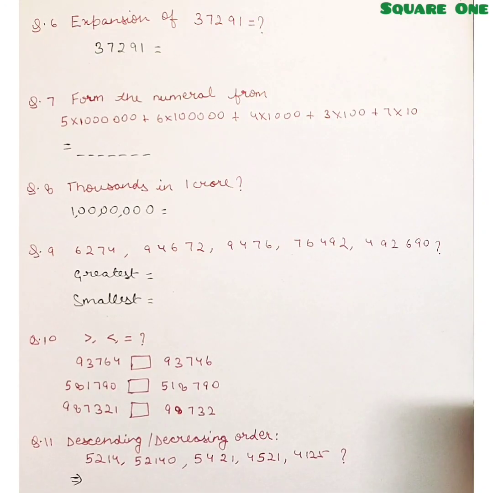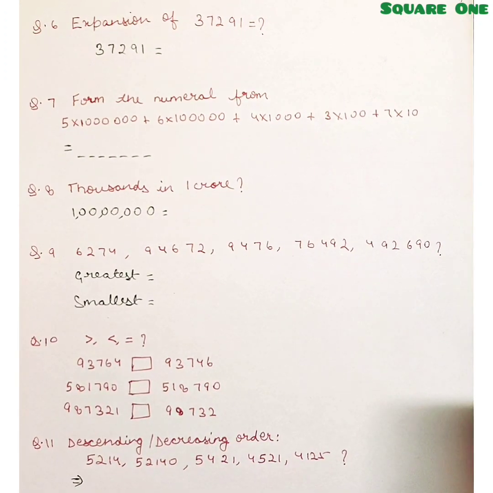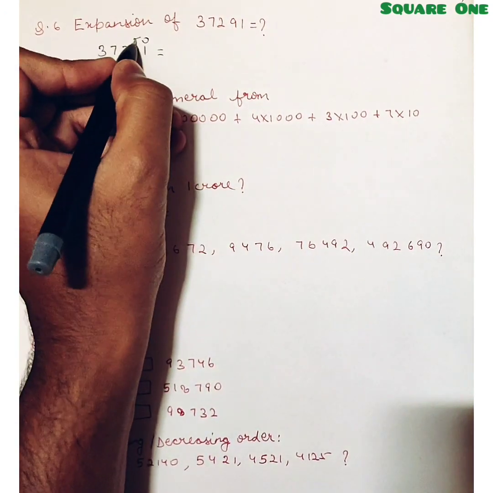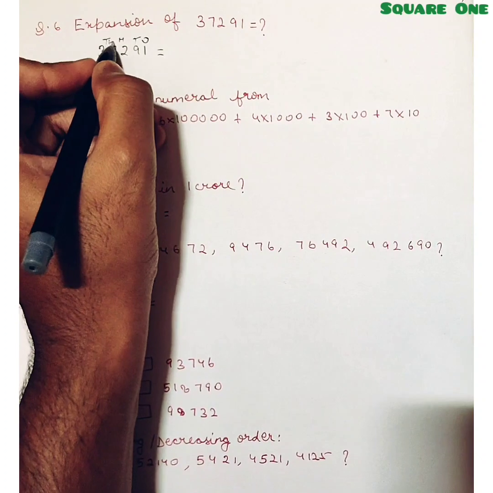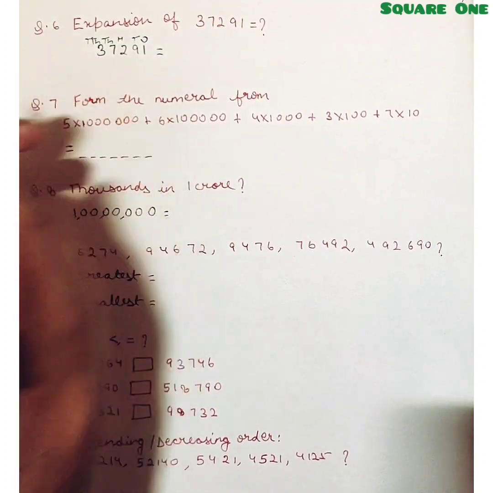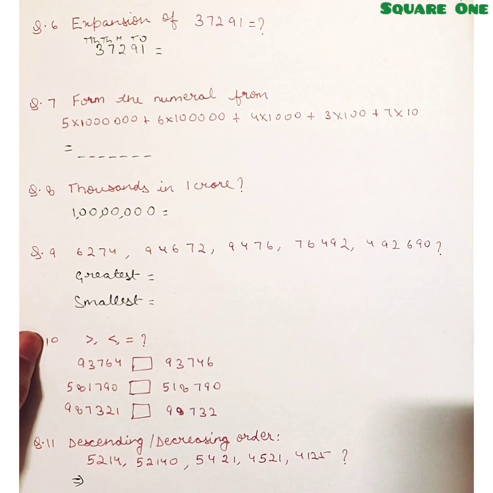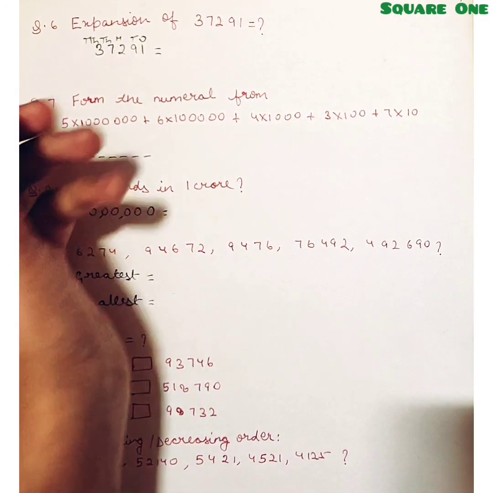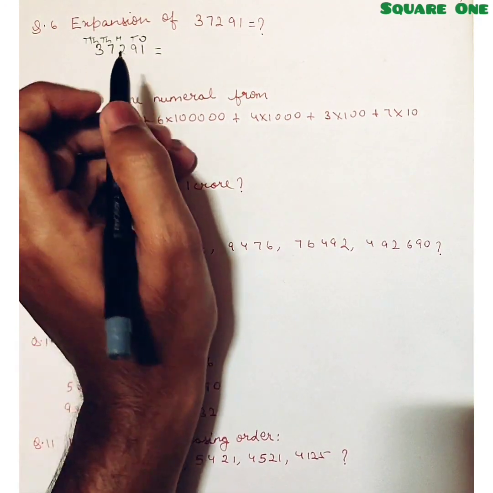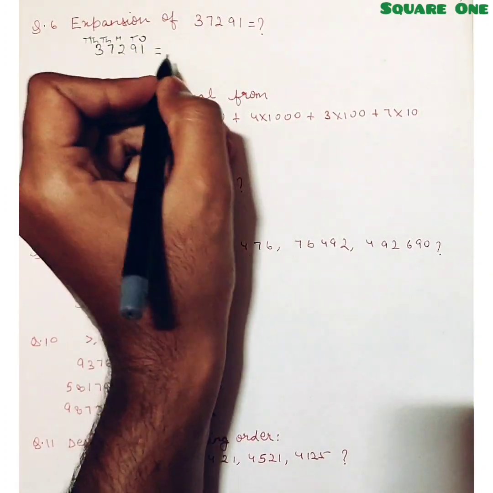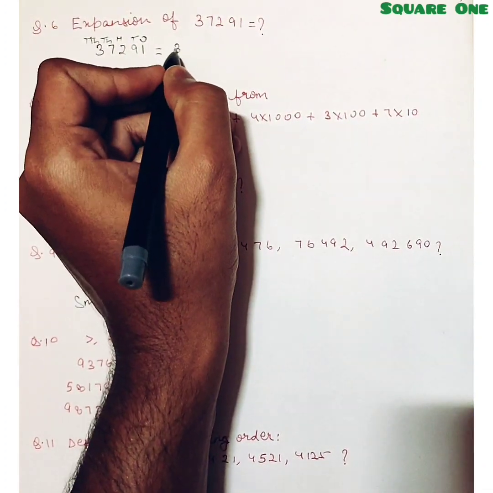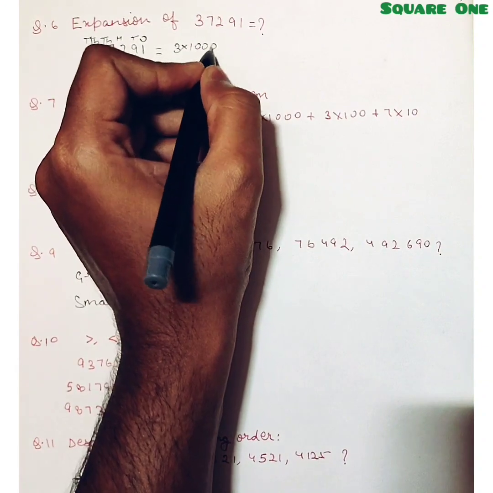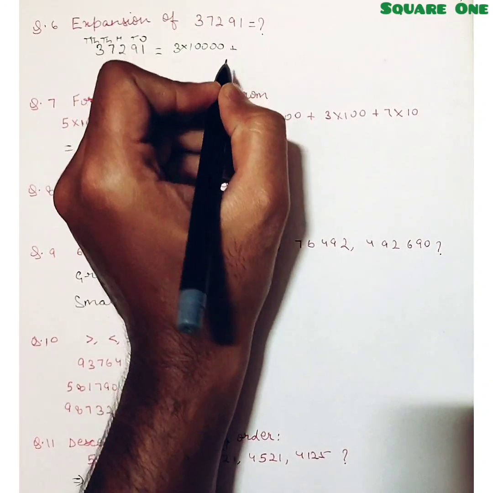The second question that I gave you was the expansion of 37291. Again, I will write the place names: ones, tens, hundreds, thousands, 10,000. It makes it easier for me to see which digit occupies which place. 3 occupies the place of 10,000. So the expansion will be 30,000, or I can write it as 3 multiplied by 10,000, right? I can write it in this way.